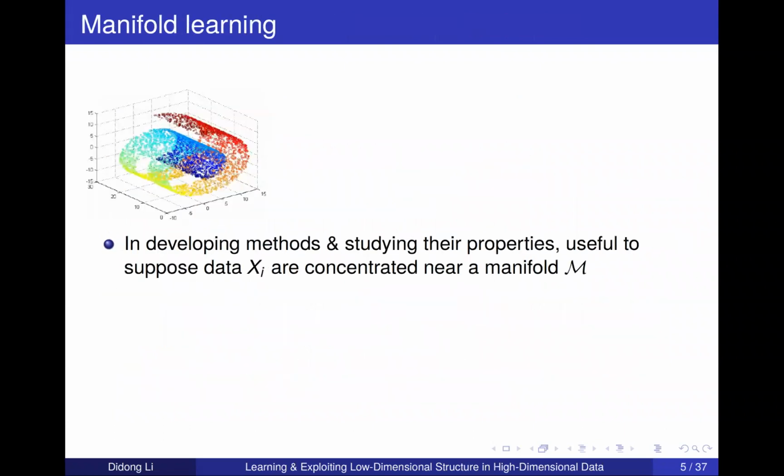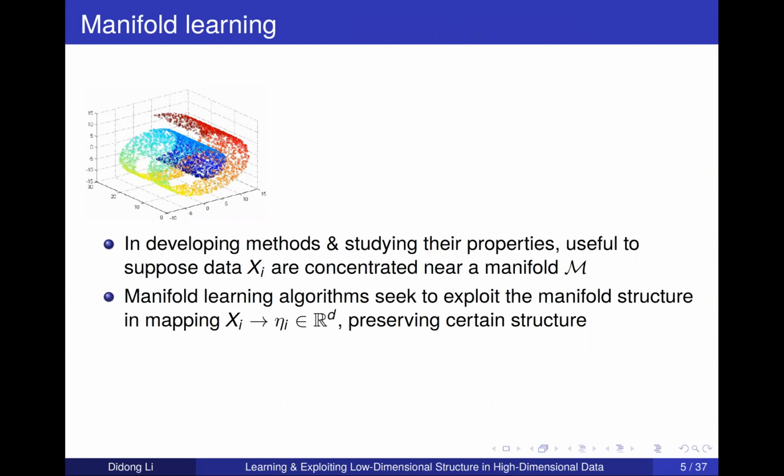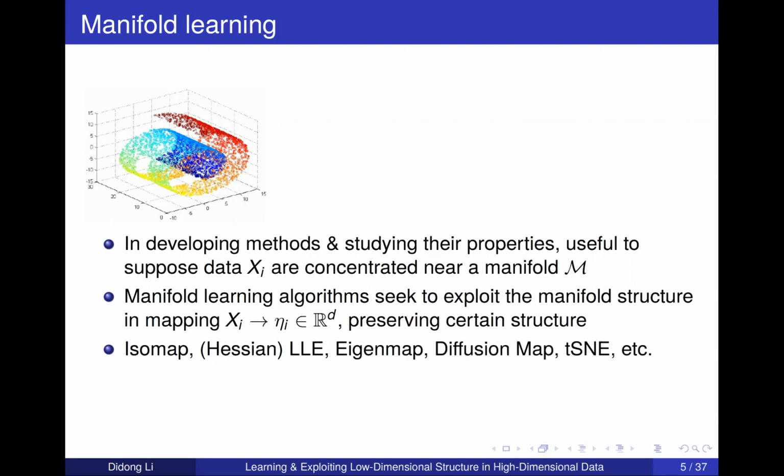In order to develop a method, we need some assumption. Here we assume the data x_i are concentrated near some Riemannian manifold M with intrinsic dimension d, much smaller than p. Manifold learning algorithms seek to exploit the manifold structure in some mapping from x_i to eta_i living in the low-dimensional space, preserving certain structure. For example, if eta_i preserves the pairwise distance matrix, then the algorithm is called Isomap. Or if we want to preserve a local quadratic form, then this is Hessian locally linear embedding. Similarly, we have other algorithms in this class, like Laplacian eigenmap, diffusion map, t-SNE, etc.